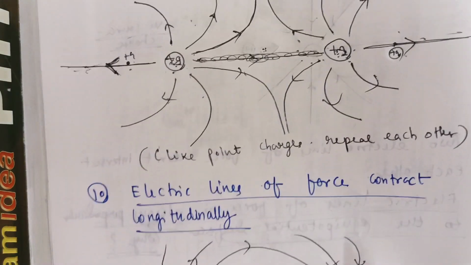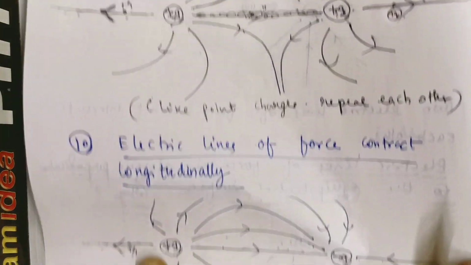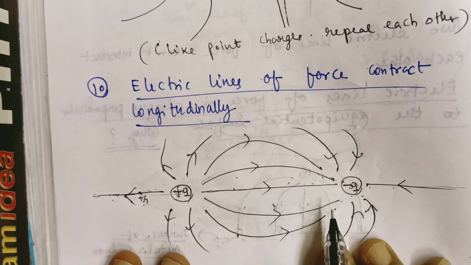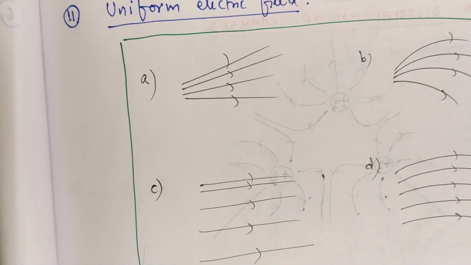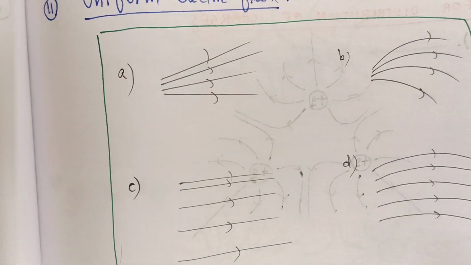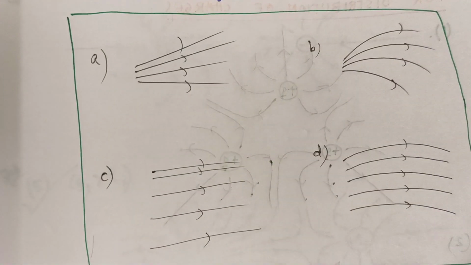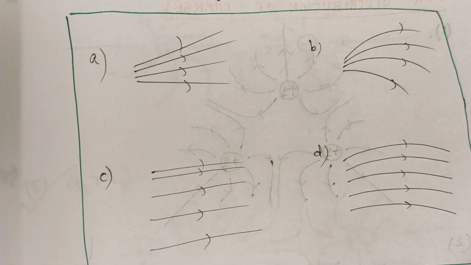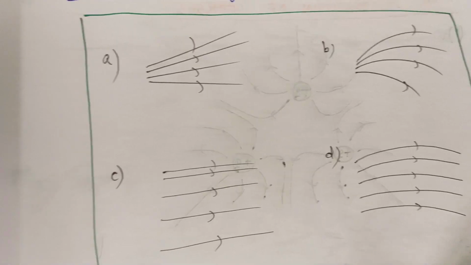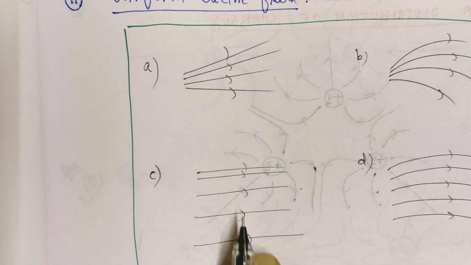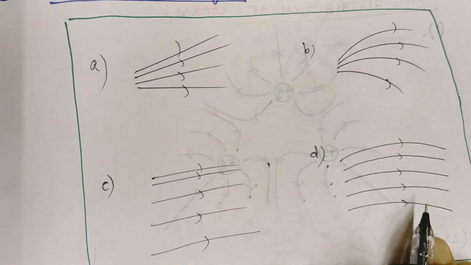Here the like charges repel each other. Here the unlike charges attract each other. Then we will discuss another property of electric lines of force. You see here, there are 4 lines of force, A, B, C, D. This is a multiple choice question. I am putting up all these electric lines of force. You mark them. The arrow mark represents the direction of the field intensity at the respective point.